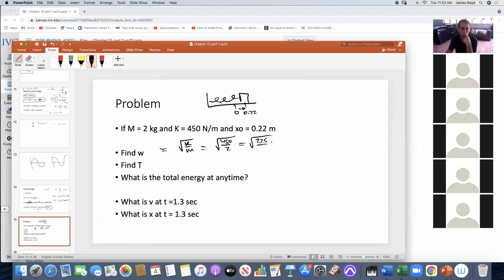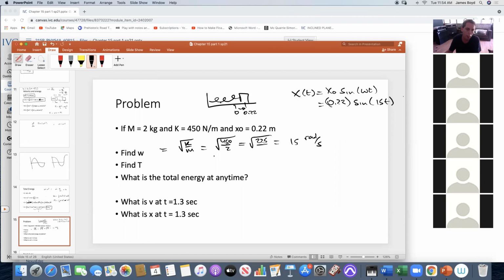225, which is 15 times 15. The square root of 225, sorry, is 15. Omega is 15 rad per second. So we already know that our function with respect to t is going to be x naught sine omega t. And this would be 0.22, which is our x naught, sine of 15t. That argument needs to be in radians.